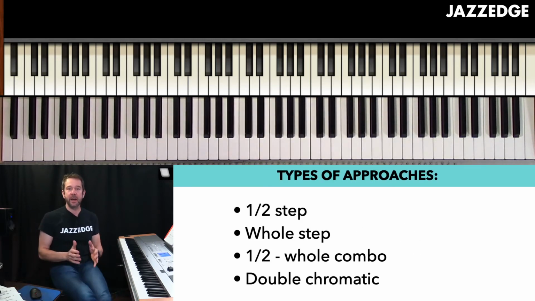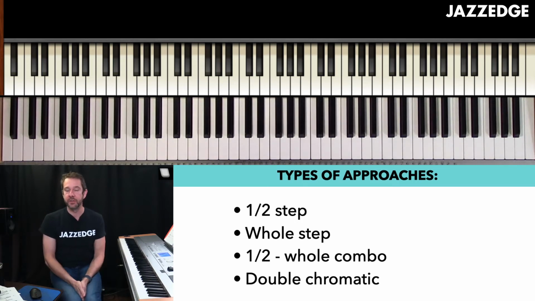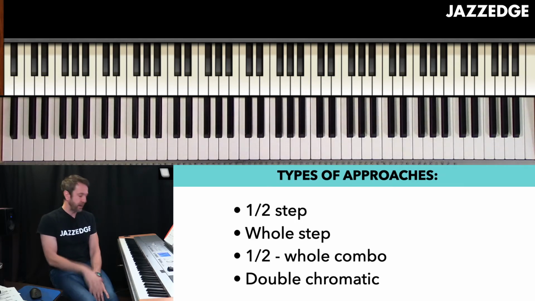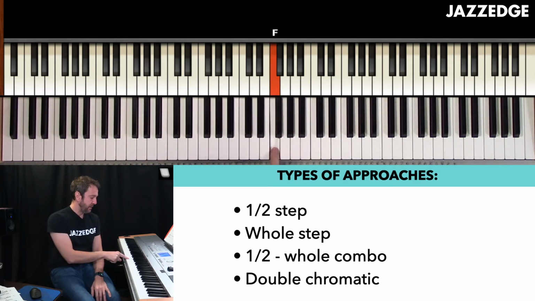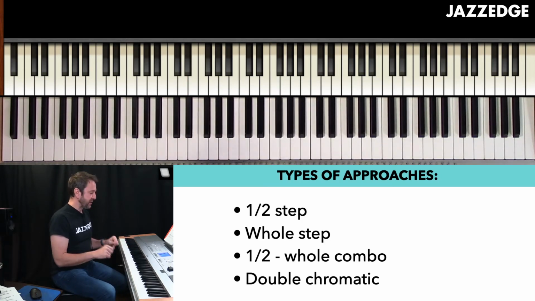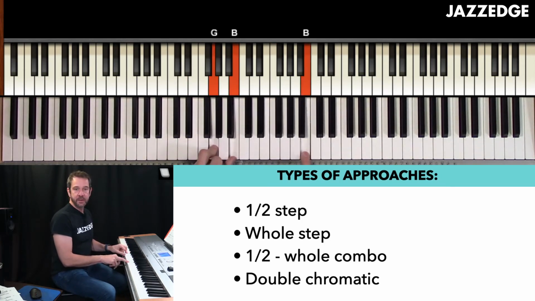So let's talk about 4 different types of approaches. I'm going to show you a couple of different ways in which you could practice this as well. The first approach is a half-step approach, okay? So let's just take the note F, okay? I'm going to play D minor, okay? Actually, let's do it on the note B, because I'm getting to the G, right? So I'm getting to my G7 chord.